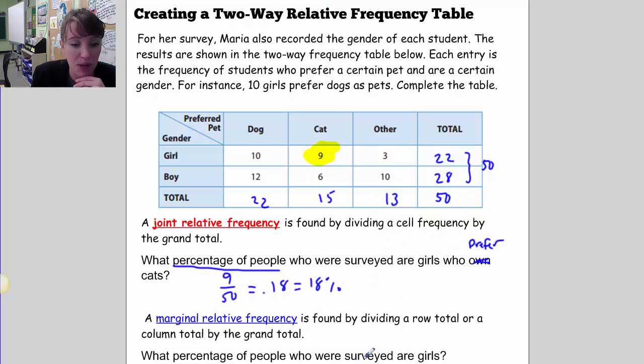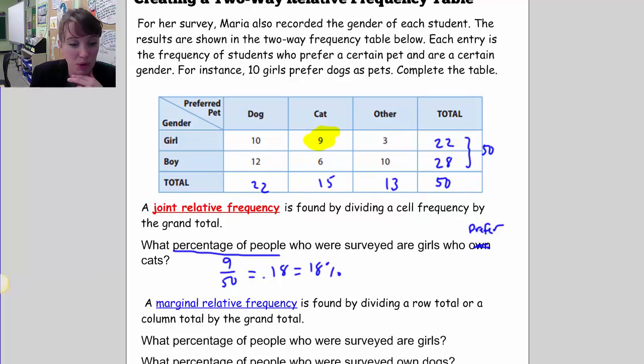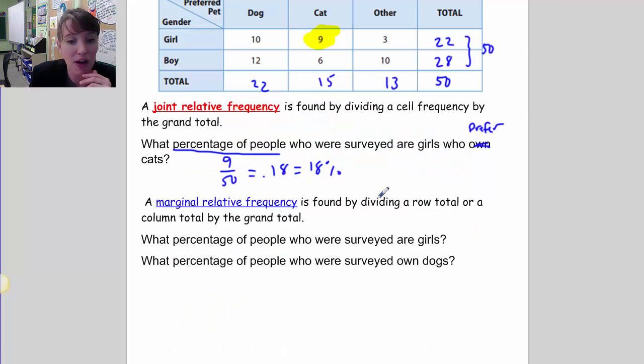Now, a marginal relative frequency is found by dividing a row total or a column total by the grand total. The row totals are the totals at the end of each row. These are the column totals. So a marginal relative frequency is found by dividing one of these numbers by the grand total.